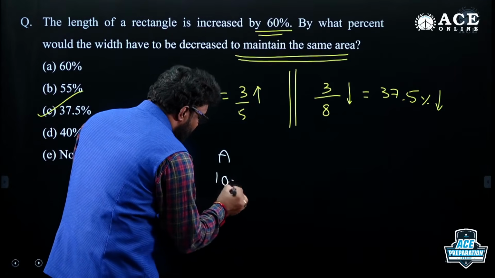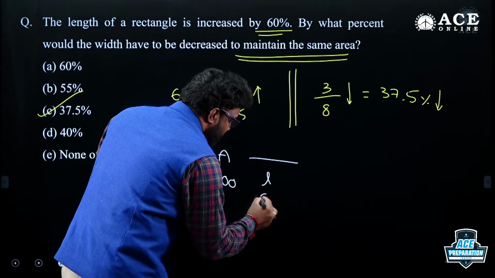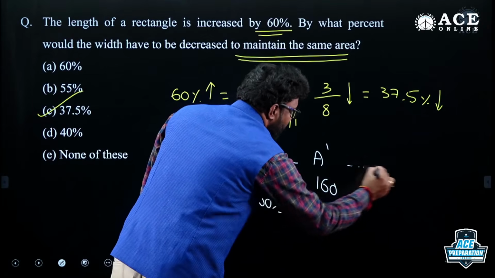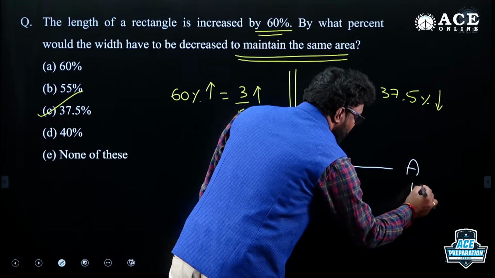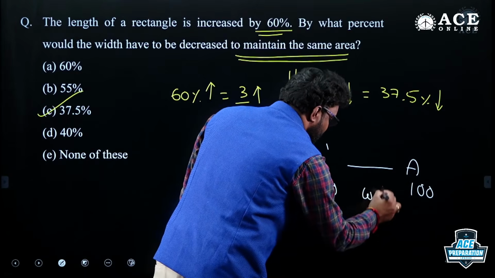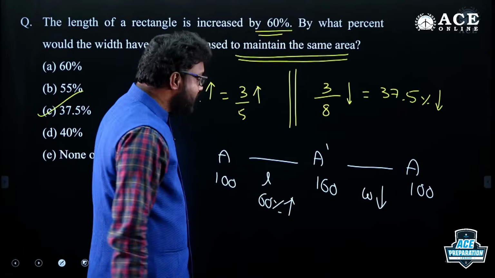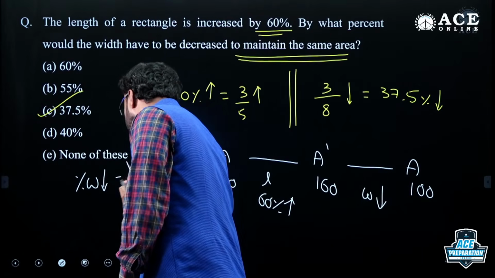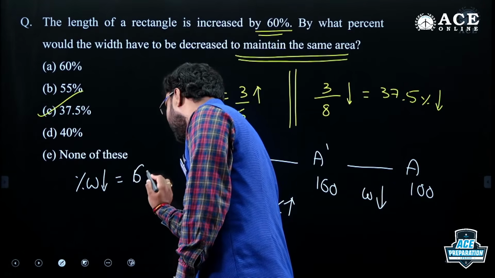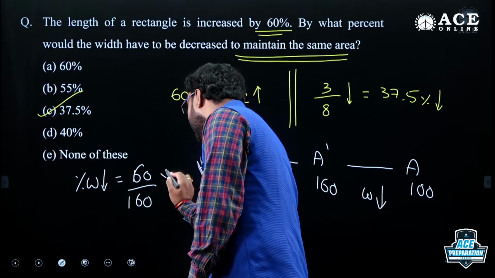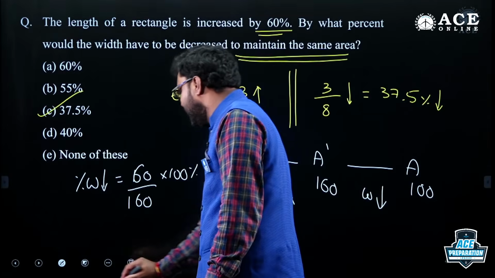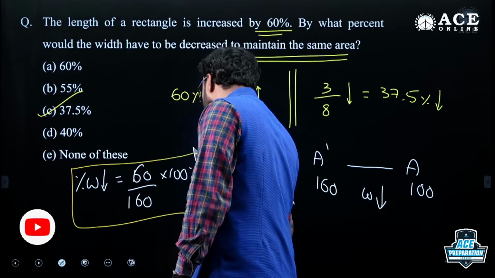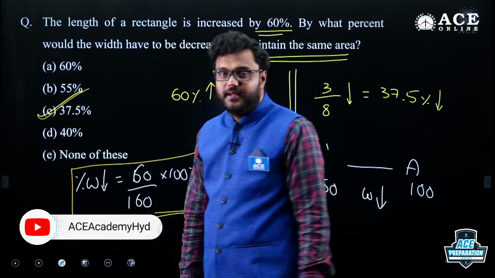With area 100, as length is increased by 60%, the area becomes 160. Now you have to bring the area back to 100, which is done with a decrease in the width only. The percentage decrease in the width is 160 changing to 100, that is 60 decrease with respect to 160, into 100. If you do all these calculations, my dear friends, we get 37.5%. With that basic idea, you can crack the question easily.